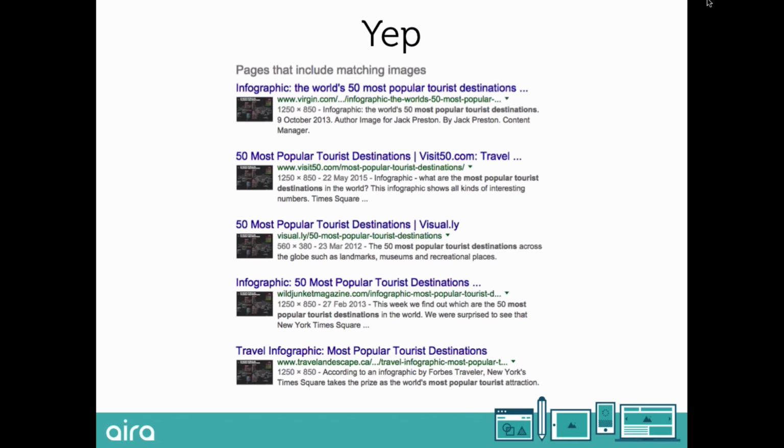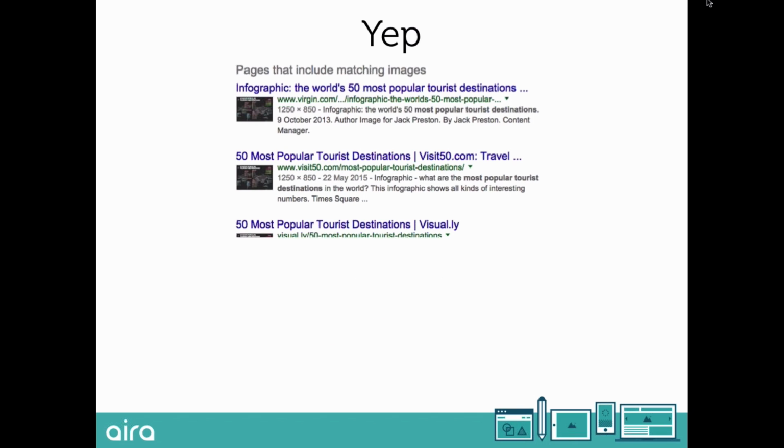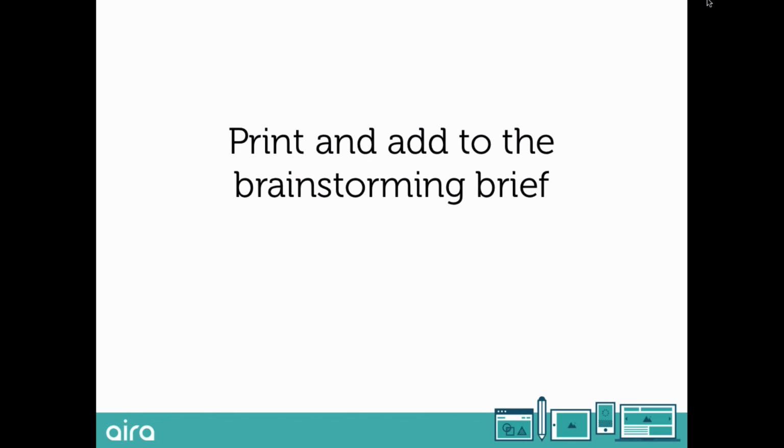So in this case, there are pages that have embedded that infographic from Forbes. So you can see here virgin.com, visit 50, visually, travelandescape.ca, we can see that people have used this infographic and have linked to it. So this is good because we can see people are interested in it. So if we can do something a little bit better, the same sites or similar sites may also link to our version as well.